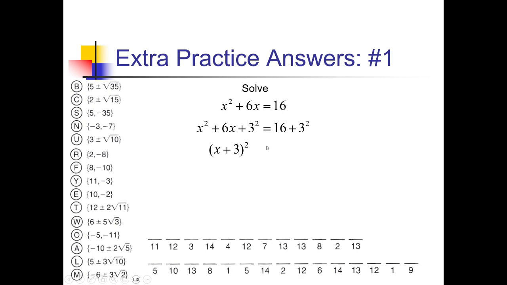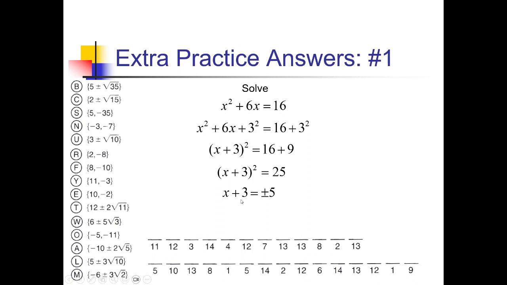Now on the right side, I'll clean this up. This is 16 plus 9, so that's 25. Now I can square root both sides. When I do that on the left side, that gets rid of the squared parentheses, so I have just x plus 3. On the right side, remember you have to have a plus or minus thrown in when you square root to solve an equation. So this is plus or minus square root of 25, or 5.